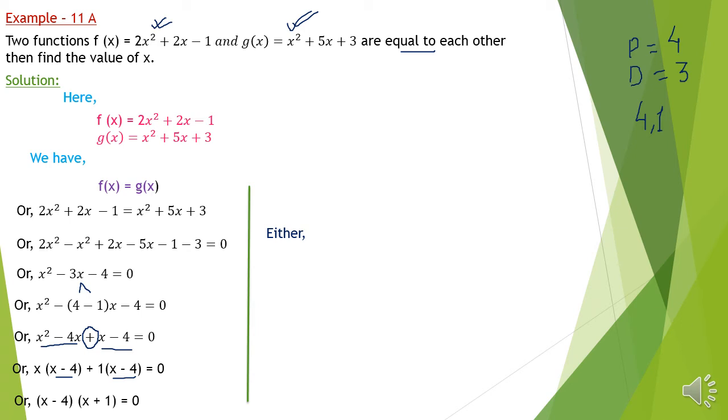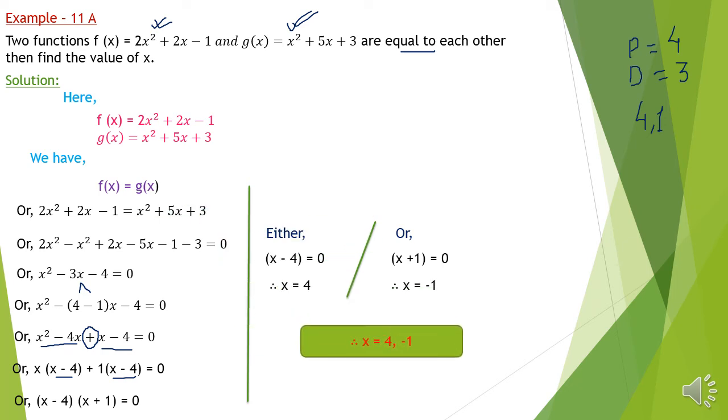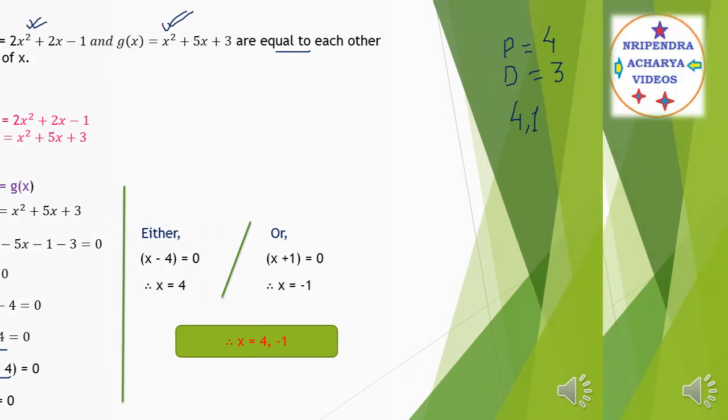Now we have to do either-or. Either x minus 4 is equal to 0, that is x is equal to 4, or x plus 1 is equal to 0, or x is equal to minus 1. These are our answers, and I think this is a very easy question. You just have to do a little bit of algebra, then the answer follows accordingly. And let's move to 11b.